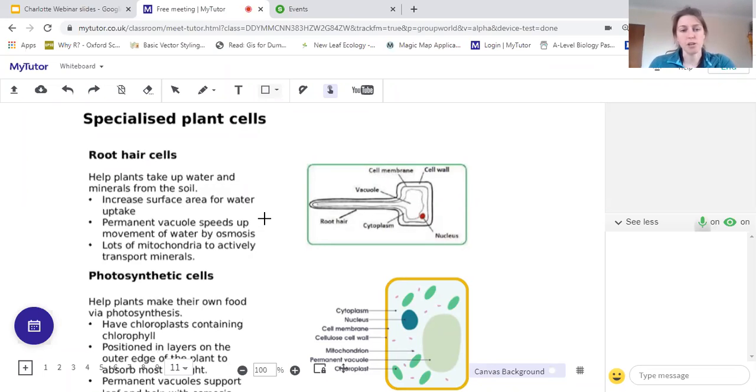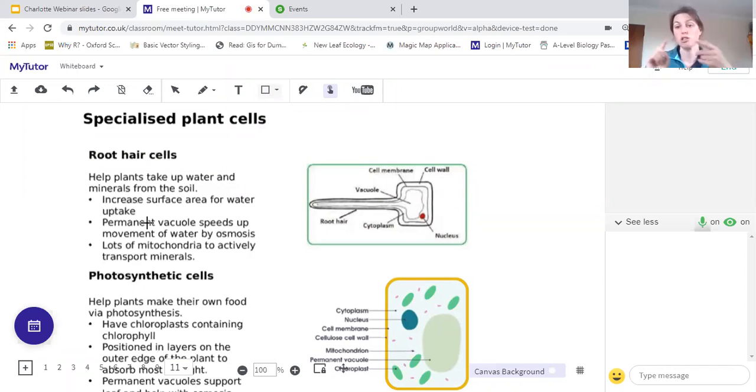But the permanent vacuole is needed for making sure that the concentration of water molecules is kept so that water keeps passing in to the root hair cell. Again, they've got lots of mitochondria, because some minerals need to be actively transported through proteins in the membrane into the root hair cell. Again, we're going to cover this tomorrow.